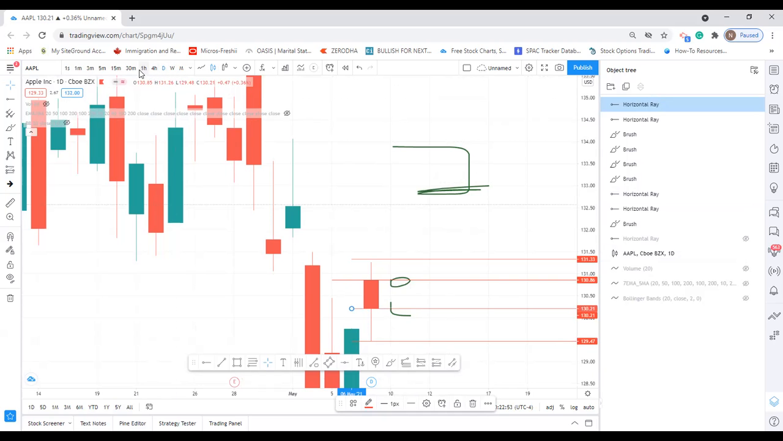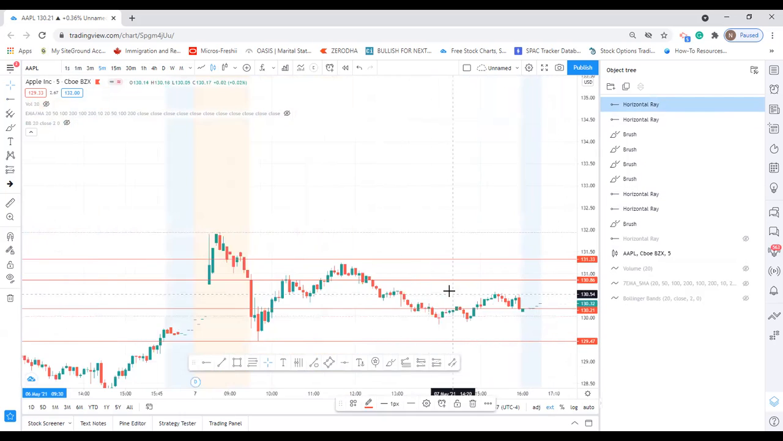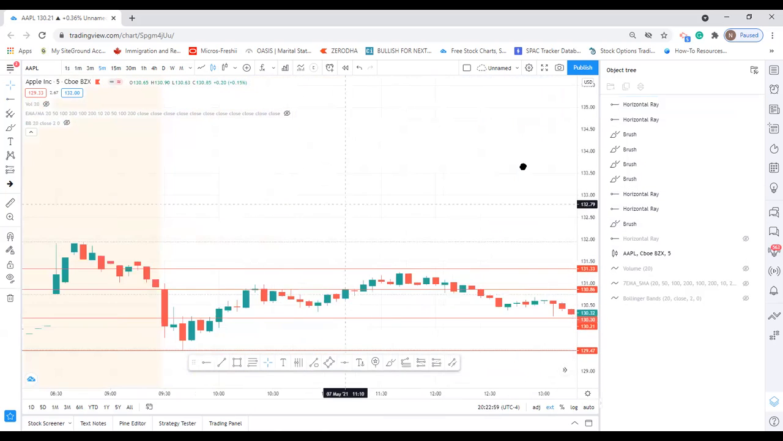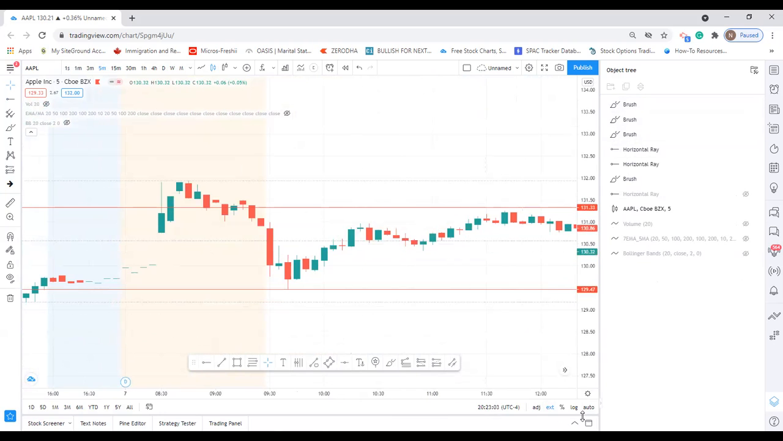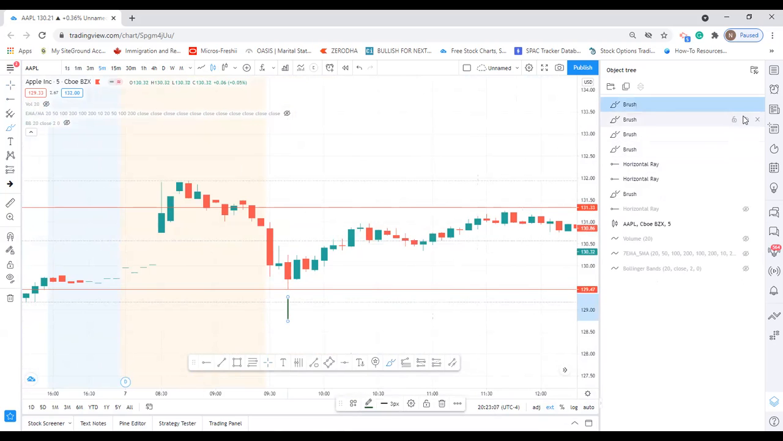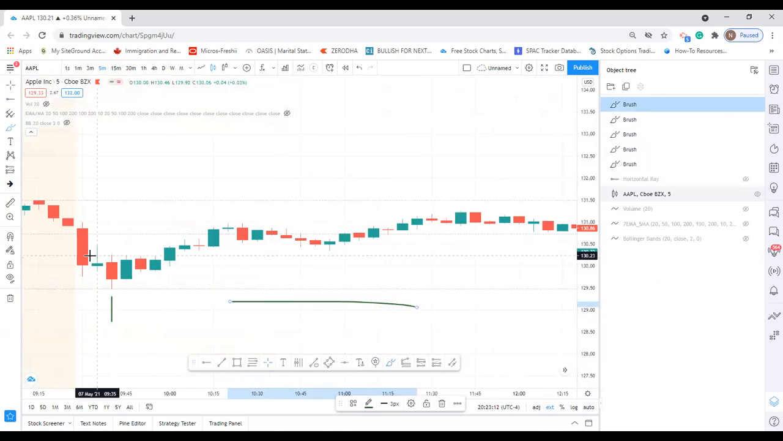If I go to the 5-minute candle, it will say for a particular 5-minute candle, say for example, if I'm talking about this candle, the red candle, what does it say here? For this particular 5-minute candle, the price opened at 130.06 and closed at 129.70.